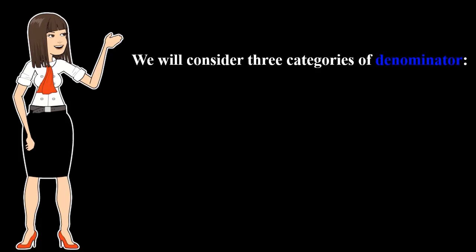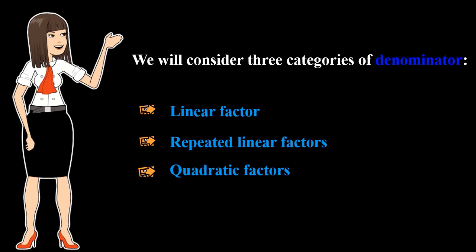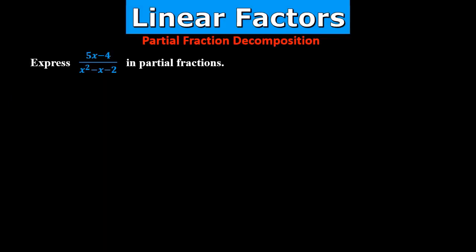Basically, we are going to consider three categories of denominators. We have the linear factors, repeated linear factors, and quadratic factors. Let me introduce them one by one. Let me show you the linear factors partial fraction decomposition by using the following examples. We want to express (5x - 4)/(x² - x - 2) in partial fractions. Let me show you how we do the partial fraction decomposition through these three examples.